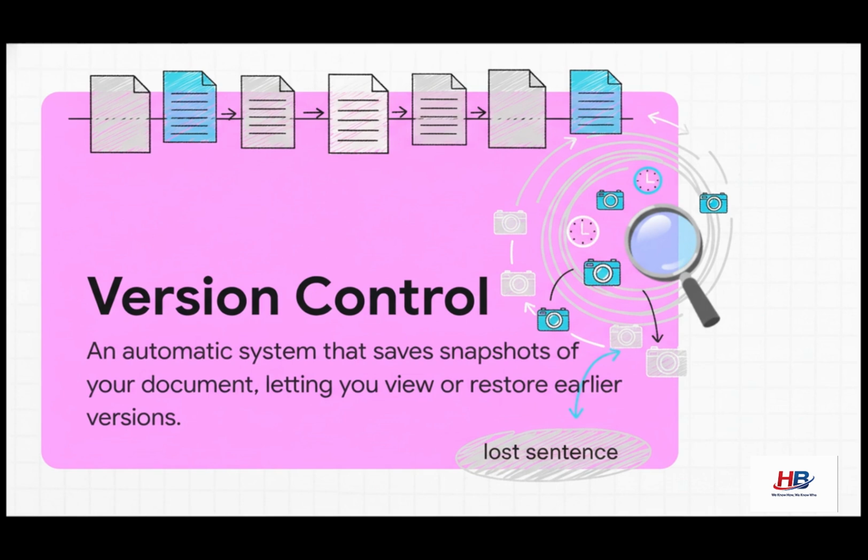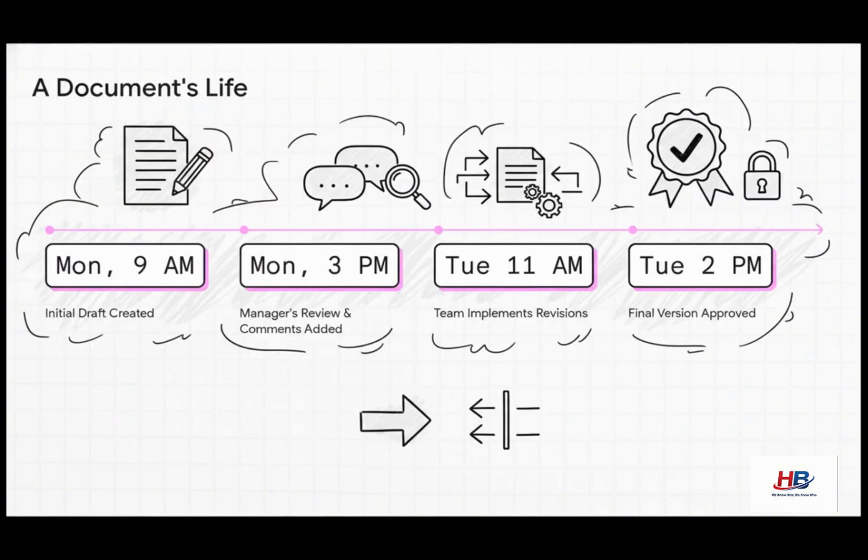The system is always taking these little snapshots of your document, which means you can literally travel back in time. You can see what the document looked like an hour ago, yesterday, even last week. That brilliant sentence that got deleted? Nope, it's never truly lost. So every major stage of a document's life, from that first draft on Monday morning, all the way to the final approved version on Tuesday afternoon, it's all saved as a distinct point in time. You can view them, compare them, and even restore any of those earlier versions if you need to. It is the ultimate safety net for working together.